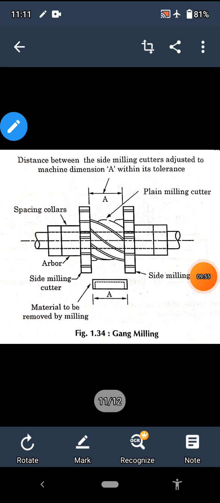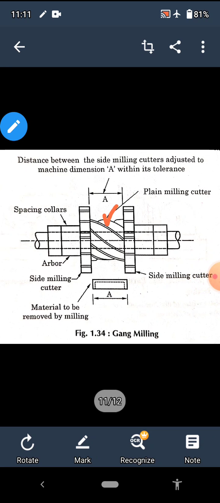Now next, very important, is gang milling. Gang means a number of milling cutters are removing material from the surface of the workpiece simultaneously, or you can say together. So here we are using multiple milling cutters.